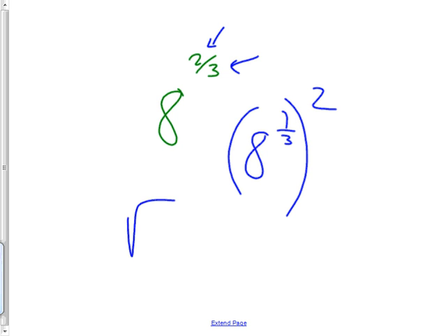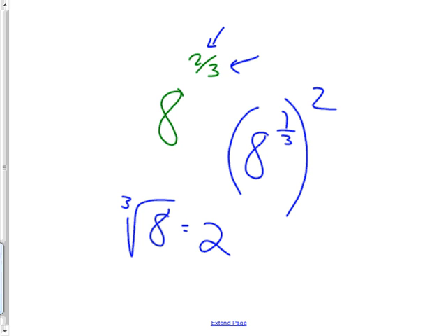The third root of 8 means like this. That means 8 to the power of 1/3. It's also known as the third root. It means what times what times what makes 8. And what is the answer? 2. So this part gives me 2.